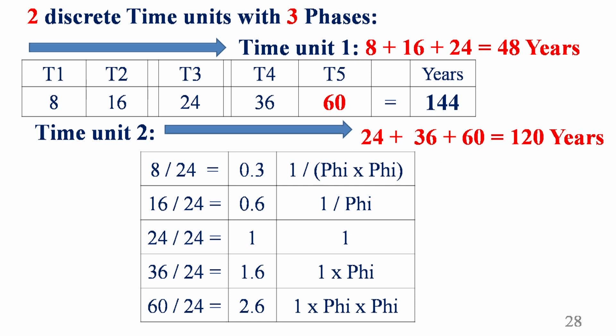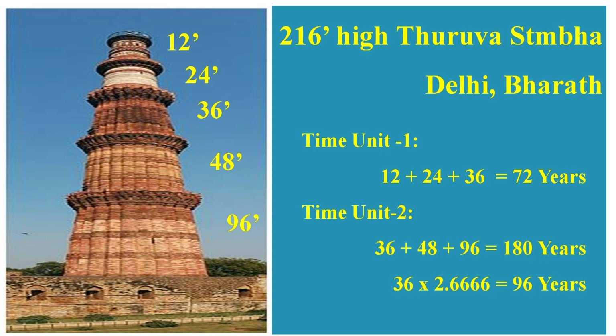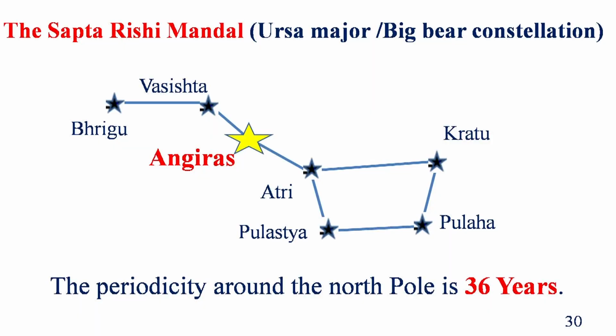There are 2 discrete time units, 48 years and 120 years, having one common phase. The second structure, 216 feet high Dhruva Stamba, also represents the same concept. The 7-star collection is known as Saptarishi Mandal or Big Bear constellation or Ursa Major. The periodicity of this collection is 36 years.